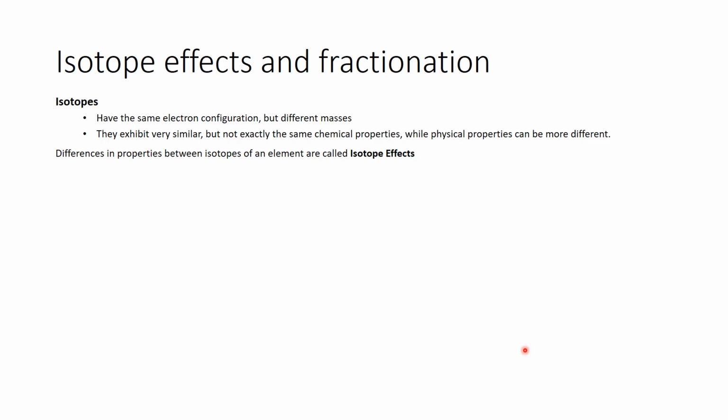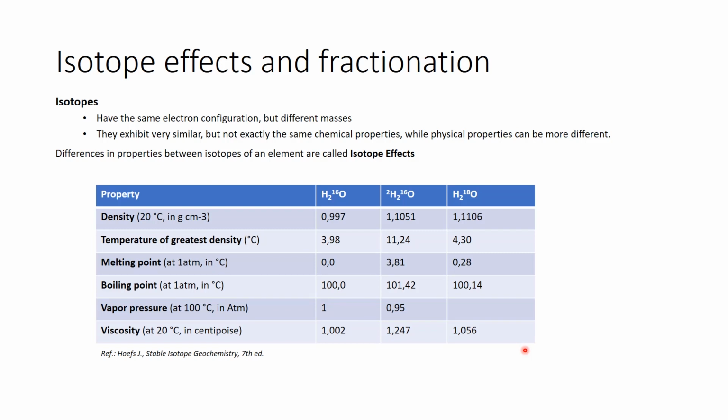Isotopes have basically the same electron configuration, but differ in the number of neutrons, and therefore they have different mass. Isotopes of a certain element are chemically similar to each other because the electron configuration determines the majority of the chemical properties of an element. However, some differences exist, otherwise there would be no point in studying them. We call these differences isotope effects. And some examples in the physical properties of water can be seen in this table.